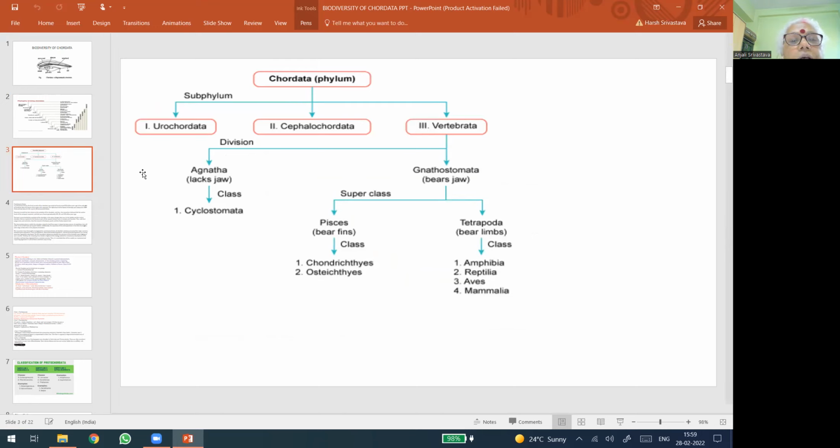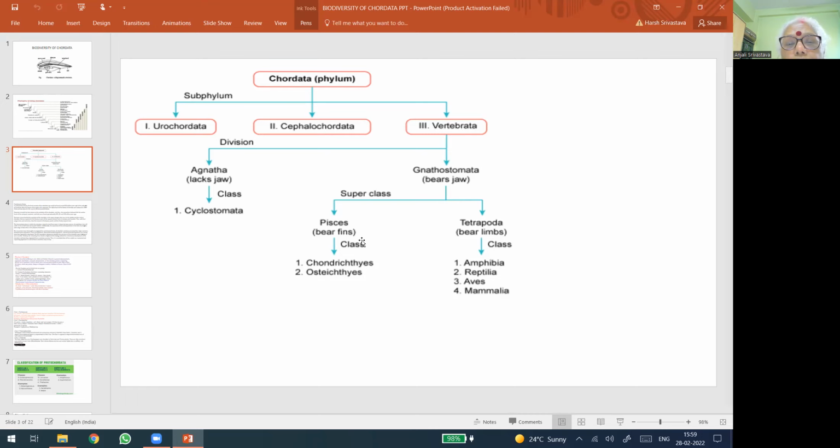outline of the chordata phylum. Includes three subphylum: Urochordata, Cephalochordata, Vertebrata. Then Urochordata and Cephalochordata together may be called as the protochordates. Vertebrate includes two superdivision, Agnatha and Gnathostomata. Agnatha includes the single living class, that is the Cyclostomata, that includes two subclasses, Myxinoidea and Petromyzontia.